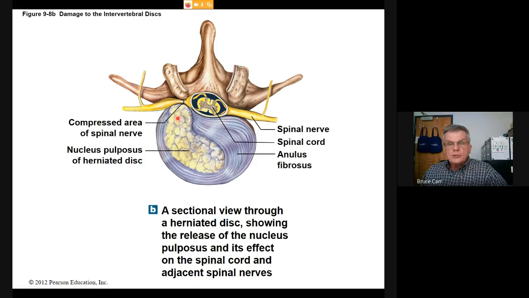So this pressure can be translated into pain, into paralysis, into interference with sensory and motor signals that are entering here. So it affects this right side spinal nerve profoundly. Now, the greater the distortion, the greater the pressure, the more the damage.